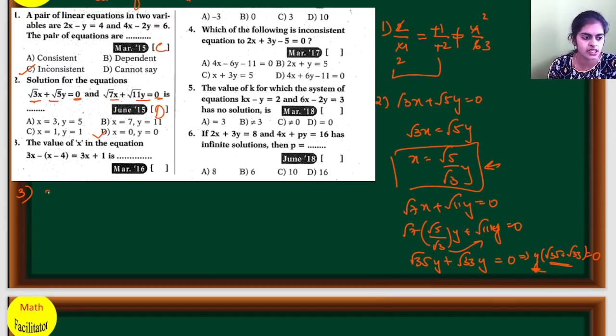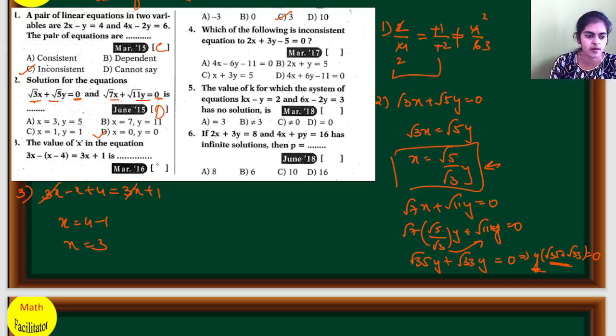Now the next question, the third one, the value of x in the equation. Simple, you will have to solve this. So 3x minus x plus 4 equal to 3x plus 1. So here 3x and 3x get cancelled. So you have x equal to 4 minus 1, or x equal to 3 you will get. Check your answers.